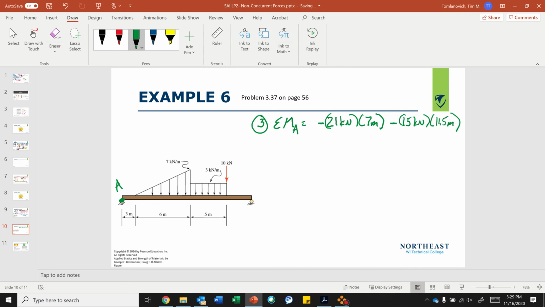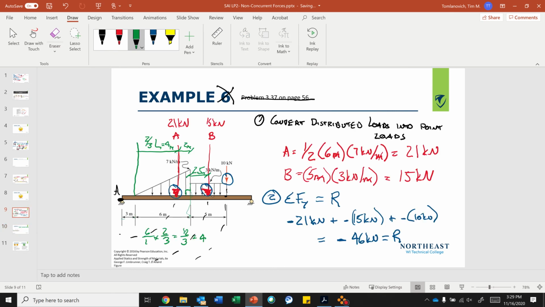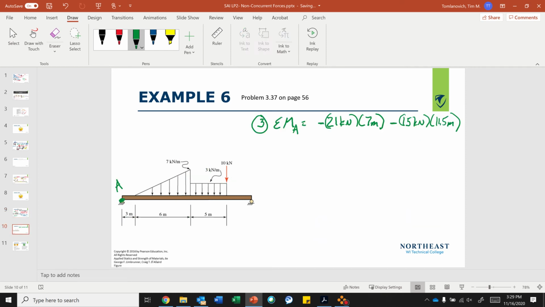Okay, and then we do not want to forget this little 10 kilonewtons. So that is 5 plus 6 is 11 plus 3 is 14. So 10 kilonewtons, I'm going to just put that right down here. Minus 10 kilonewtons. Again, the negative because it's a negative rotation about point A, because this way is positive. Times 14 meters. Okay.